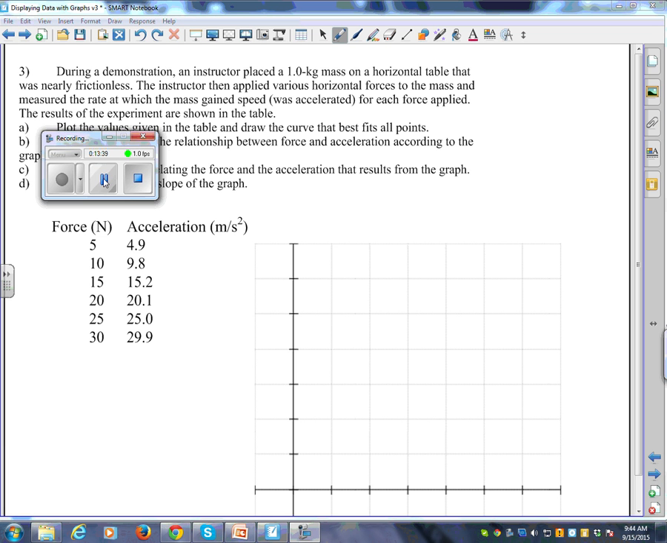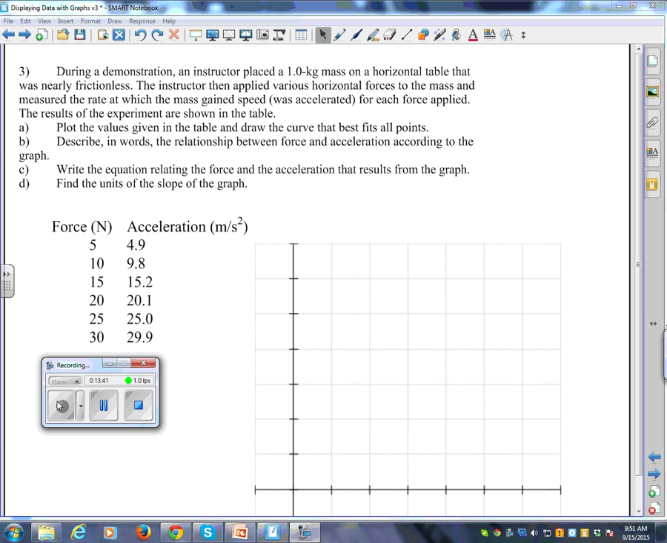Go. During a demonstration, the instructor placed a 1 kilogram mass on a horizontal table that was nearly frictionless. Oh, I have to read from the other one because mine was changed. The instructor then applied various horizontal forces to the mass and measured the rate at which the mass gained speed, or was accelerated, for each force applied. The results of the experiment are shown in the table. Plot the values and draw the curve or line that best fits all points.